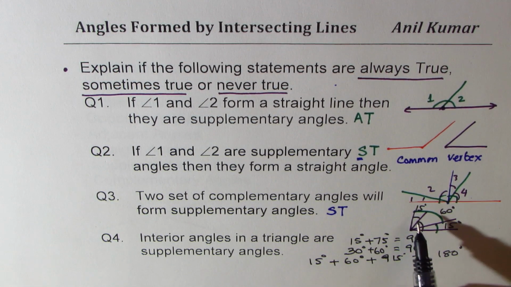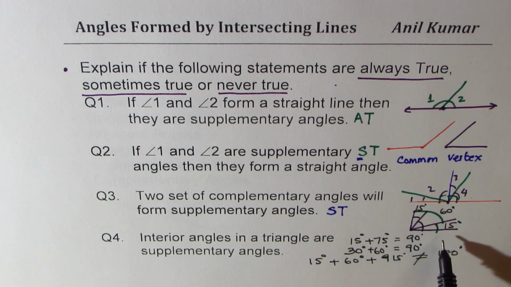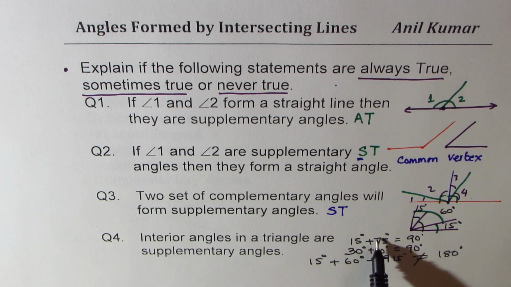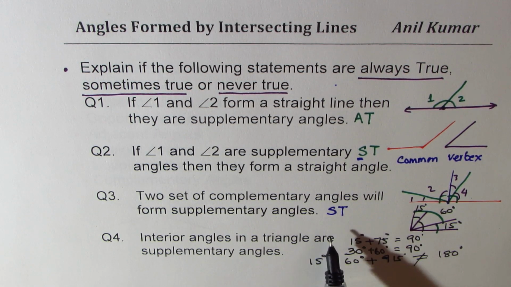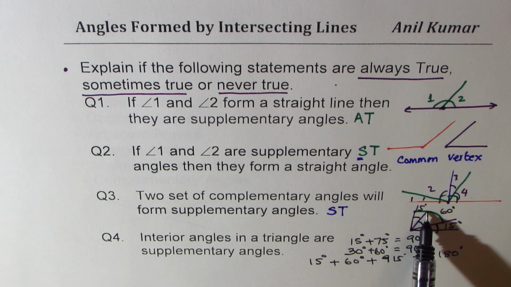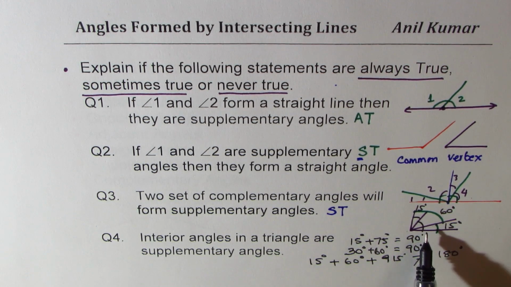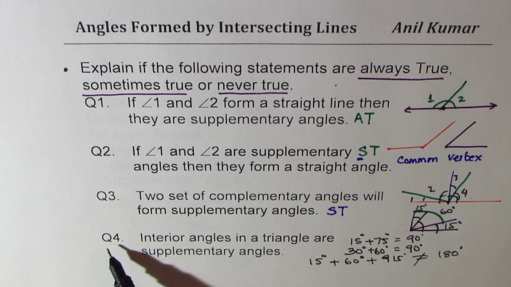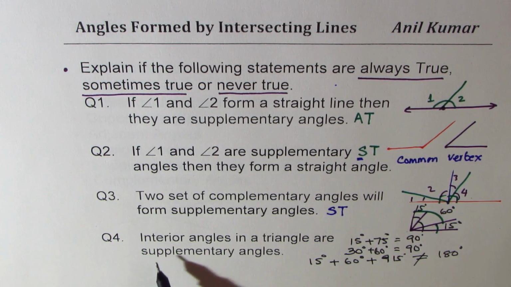Correct? So I could have different combinations in this fashion so that two sets of complementary angles will not form a supplementary angle, especially when they have a common arm as shown here. So that is an example to show you not always, right? So that is very important. Now let's look into question number 4.